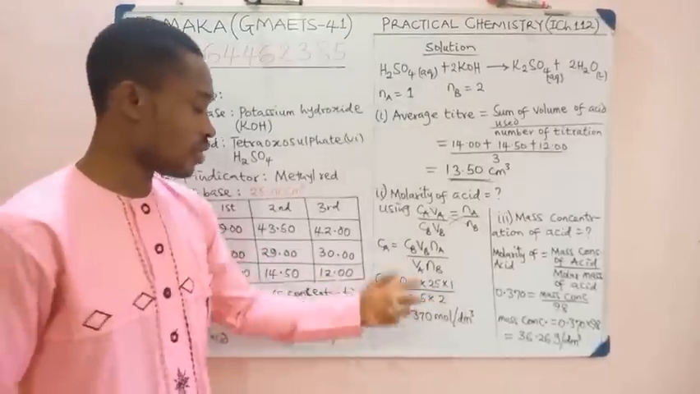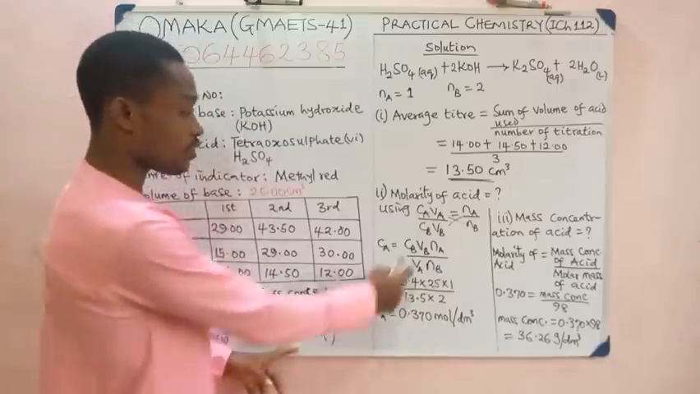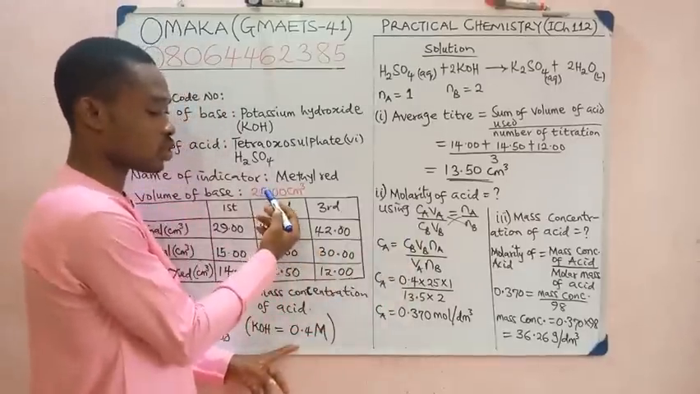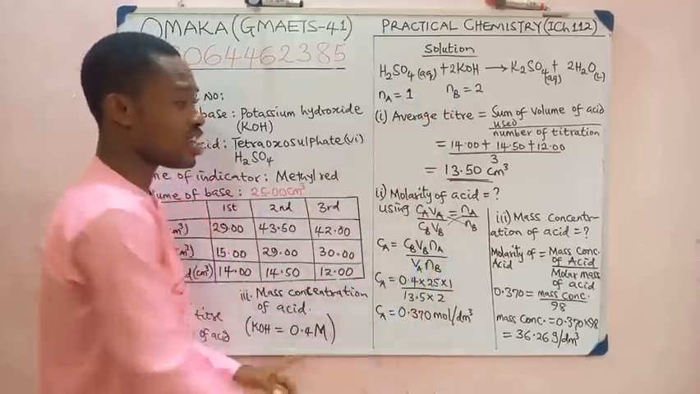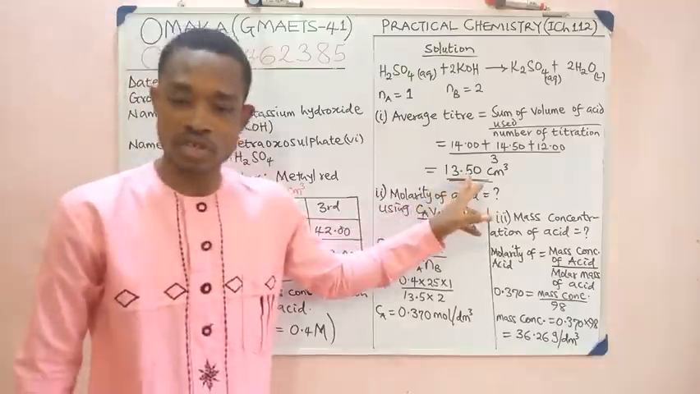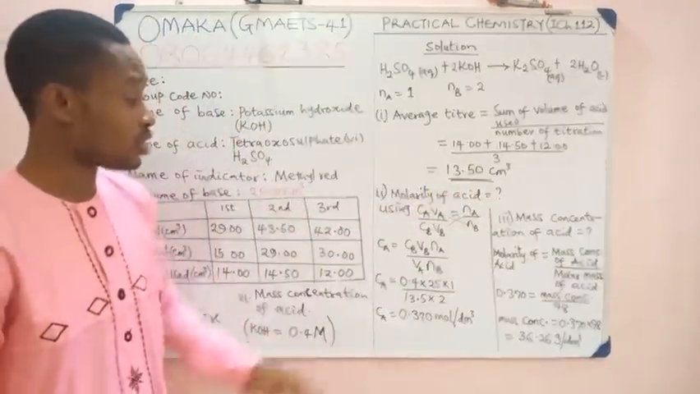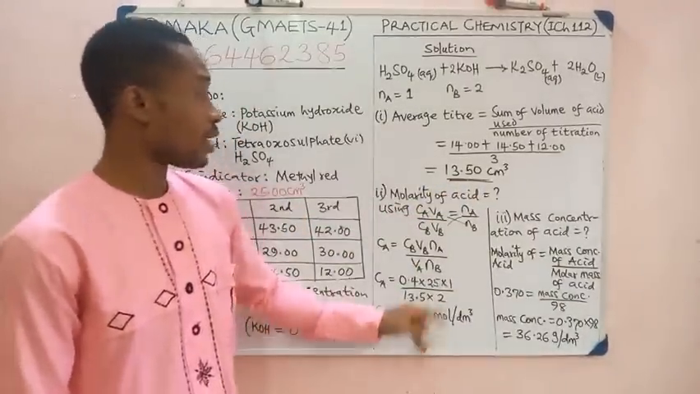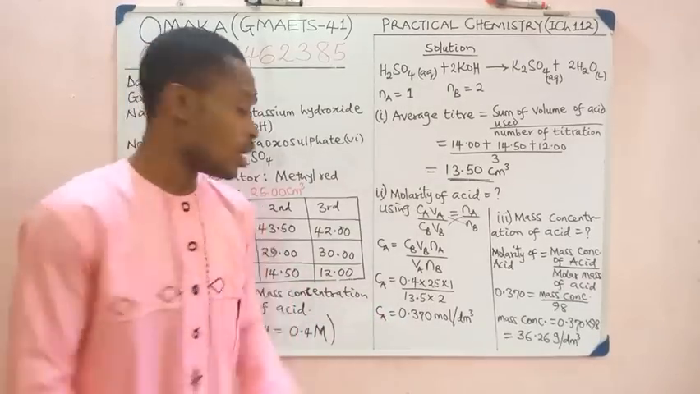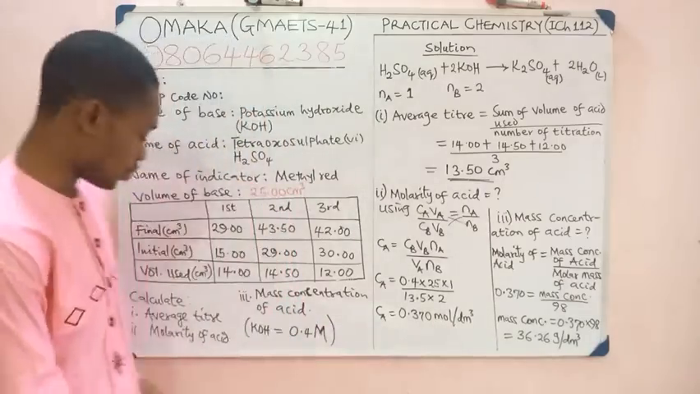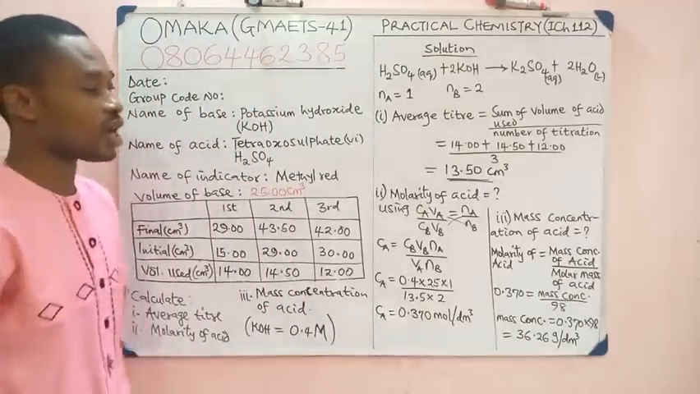Next is substitute. The value of Cb is 0.4, Vb, the volume of the base, is 25, then Na, you know, is 1, divided by Va. Va is the average titer, that is the average volume of acid used, 13.5, multiplied by Nb, which is 2. Solve this out, you get 0.370 moles per dm3. So that's the molarity of the acid.